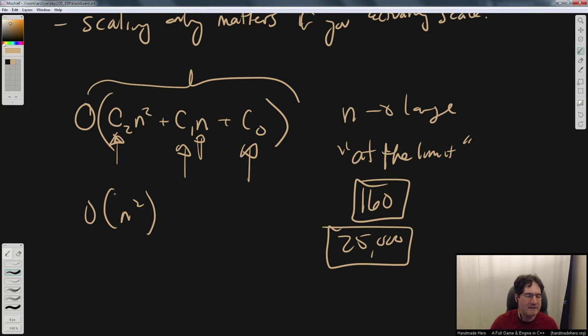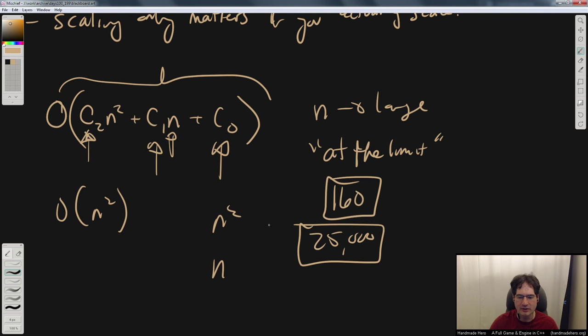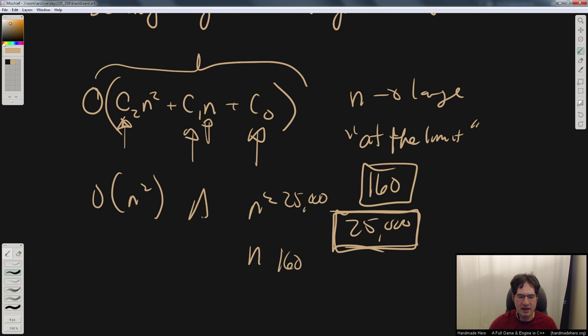So it may be, for example, one common thing is that let's say we have something that's n squared and something that's n. But the number of things we're doing is so low that these values don't actually come out to be very large, right? So maybe our n squared is 25,000. We have one thing that would do something 160 times and one thing that would do it 25,000 times. Those would be the two algorithms. This is algorithm A, this is algorithm B. They both do the same thing. One's O of n squared, one's O of n.